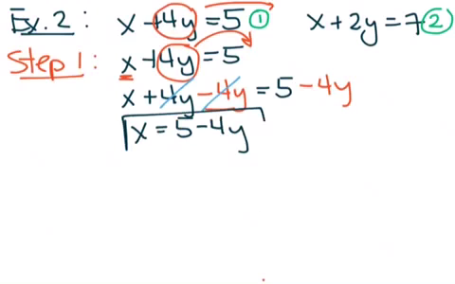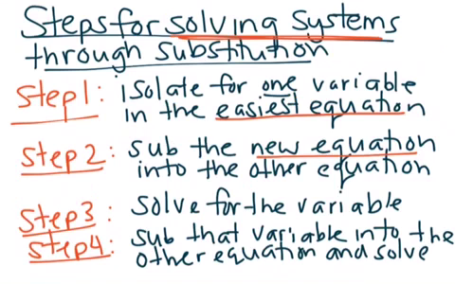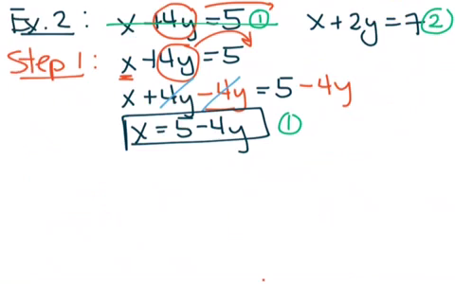Here we go. So we're going to call this the new number 1. Okay, I don't even need this one anymore, so I'll cross it out. So we've got our number 2 and our number 1. So I think we're ready for step 2. So let's go to step 2 now. Step 2 says sub the new equation into the other equation. Okay, we can do that. So here's our new equation. We're going to sub it into the other equation, which must be 2.